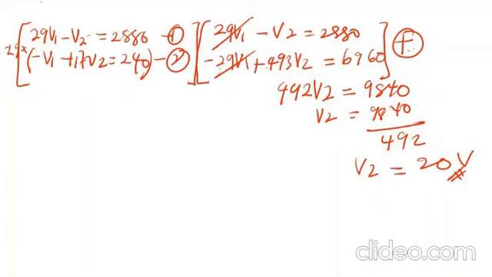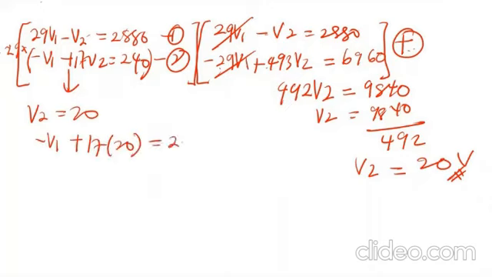Okay, so you already have V2 equal to 20 volts. So you can just substitute this value into this equation, V2 equal to 20, to get V1. So negative V1 plus 17 times 20 equal to 240. So negative V1 plus 17 times 20 is how much? 340, right? 340 equal to 240.